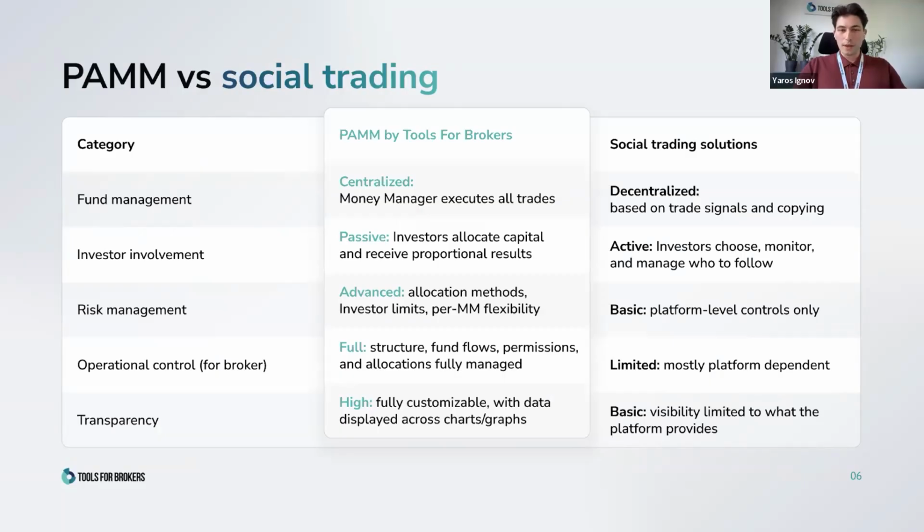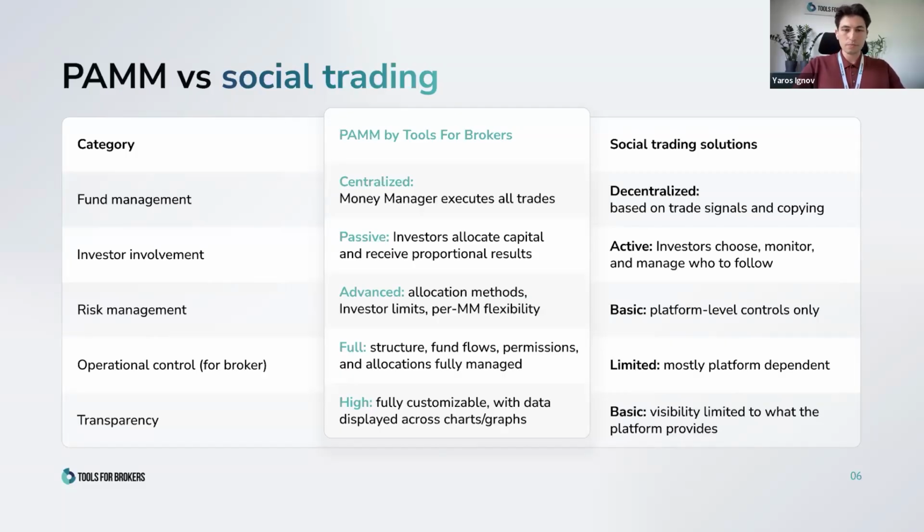PAM, especially in the way that Tools for Brokers has built it, is structured like a fund management system. It is centralized, where one money manager executes all trades, and the investors join passively and allocate capital to receive proportional returns. And the broker, as I have already mentioned a bit earlier, retains full operational control over the fund flows, allocations, everything.